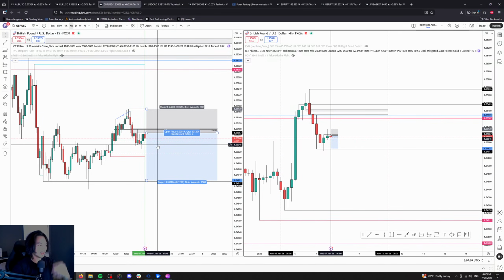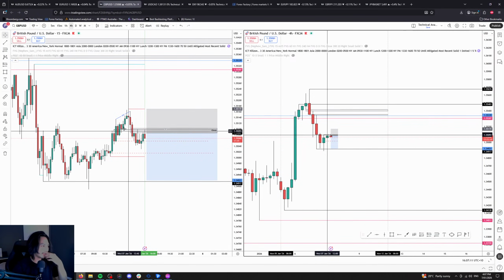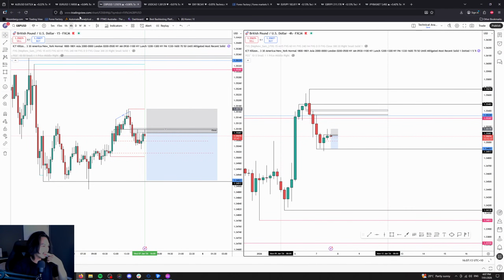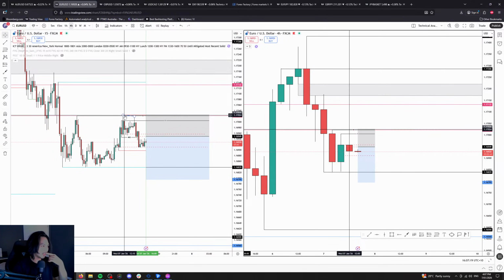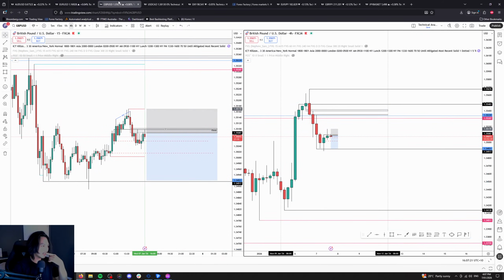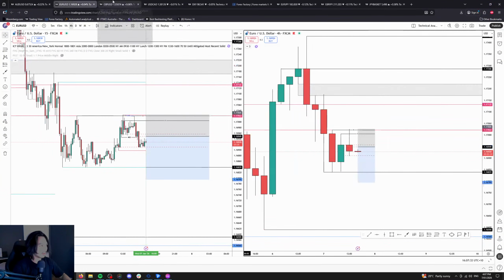Looks like we did get the move off that 15-minute fair value gap on pound USD. Just waiting. Really want to get tagged in on Euro USD though, because it is weaker. I guess we're going to fluctuate during the pre-London session and then on London Open, so we'll see.